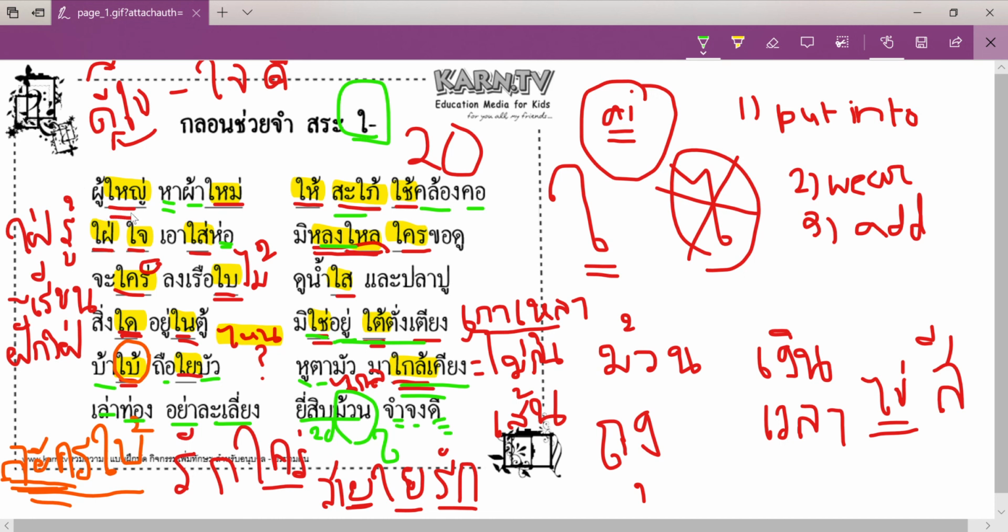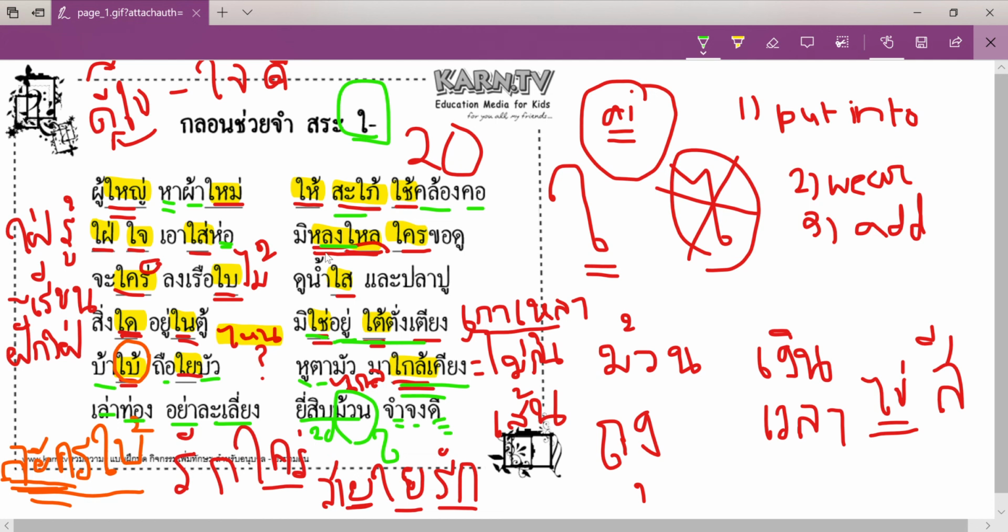an adult. ใหญ่ means big. ใหม่ is new, from ผ้าใหม่, like new cloth. ให้ means to give. ให้สะใภ้, daughter-in-law. ใช้ means use. ใฝ่, for example ใฝ่รู้, ใฝ่เรียน, ฝักใฝ่, means eager, to desire, to want to do something really badly. ใฝ่ใจ, heart. หัวใจ, ใจ. ใส่ means to put on, to put into, to wear, to add.